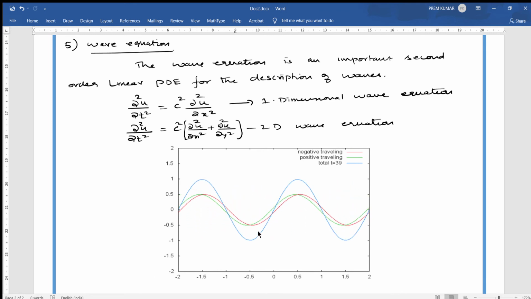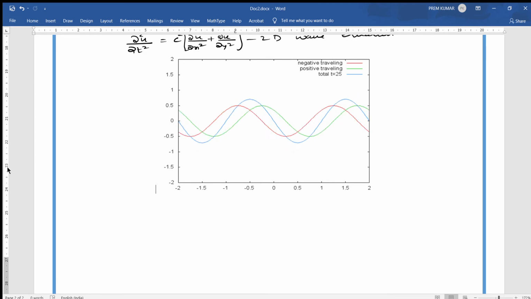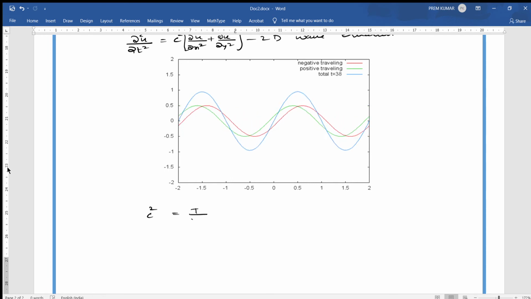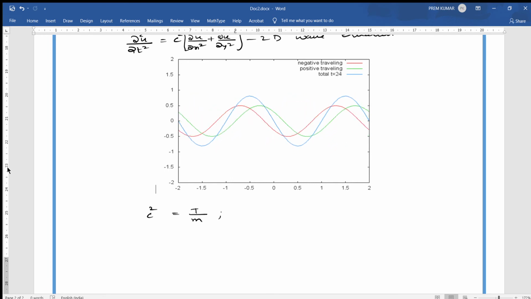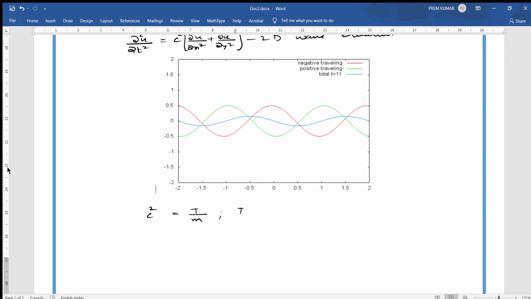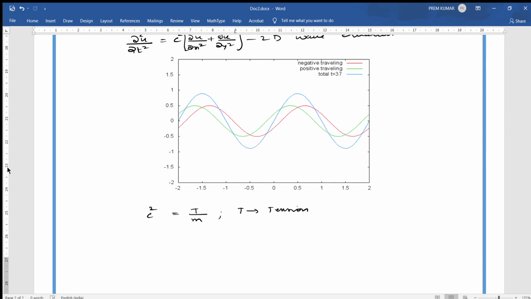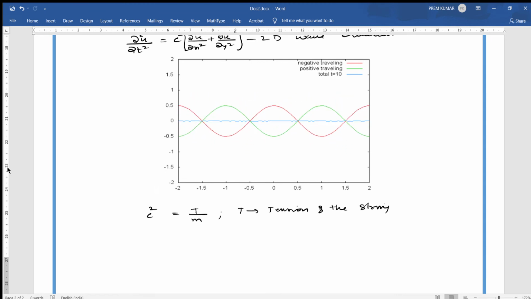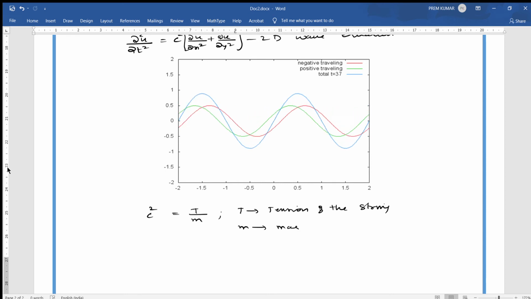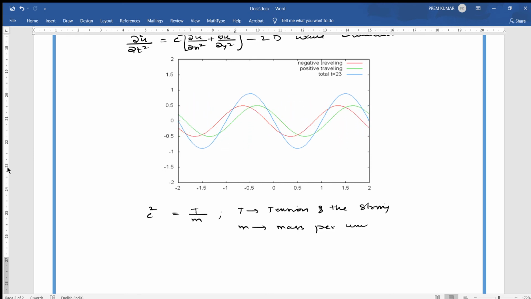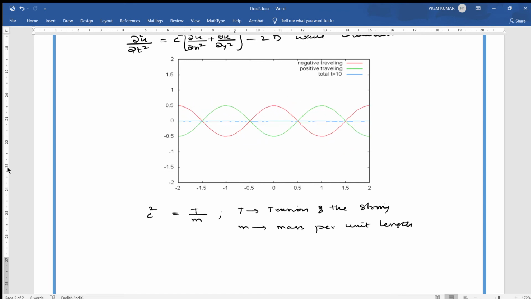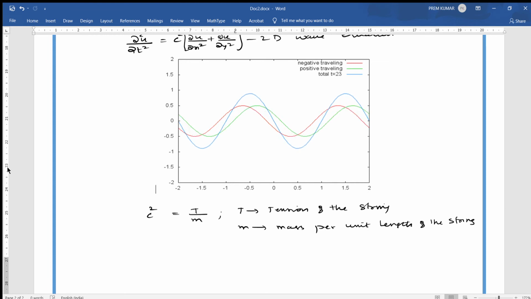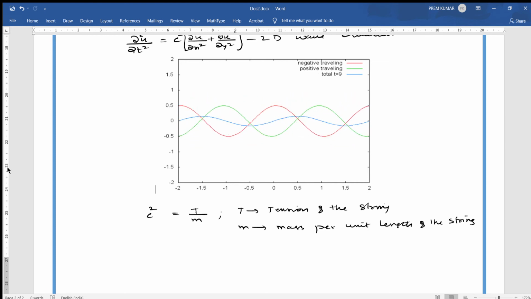And this c square is nothing but T by M. It's derived, and T is the tension of the string, and this M denotes the mass per unit length of the string. And this equation was derived.